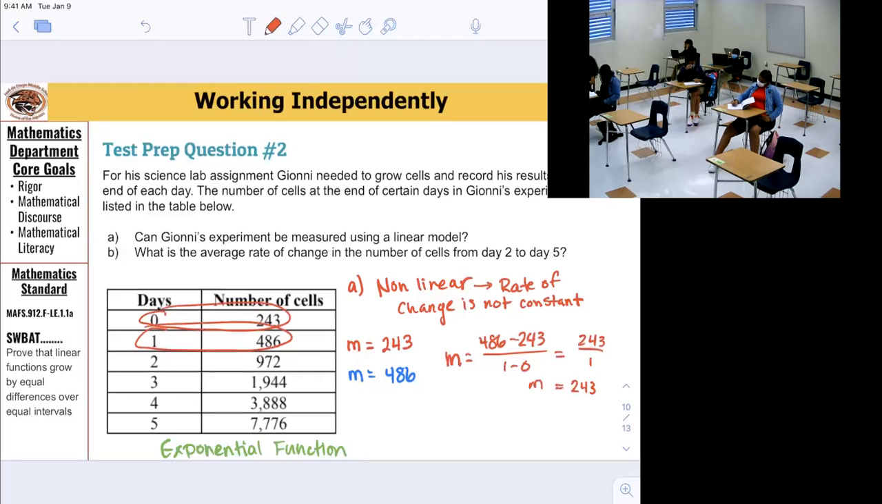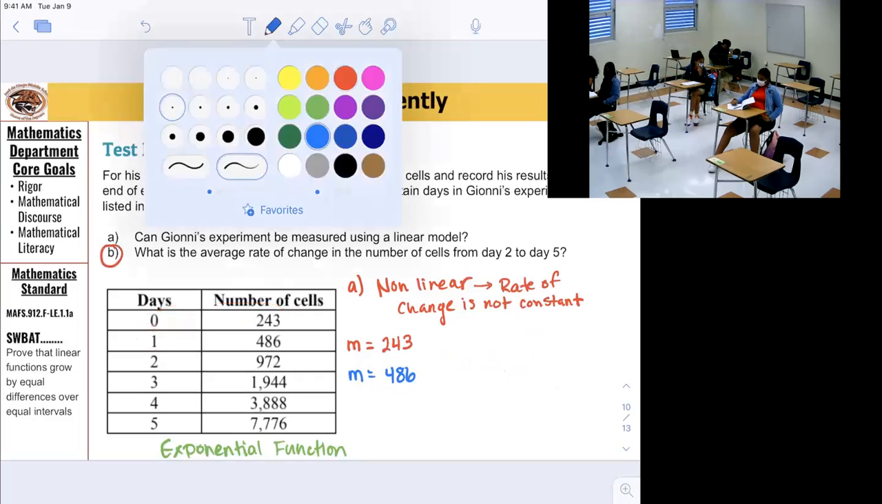Then is it like that for all the other ones? Because I did that and I kept dividing and kept getting the same number. Right, because you're dividing by 1. So anytime you divide by 1, you just get the same number that was in the numerator. But let me show you an example when you wouldn't get 1 in the denominator. Let's go ahead and do letter B now, because it's an example of when you would have to divide by a different number.